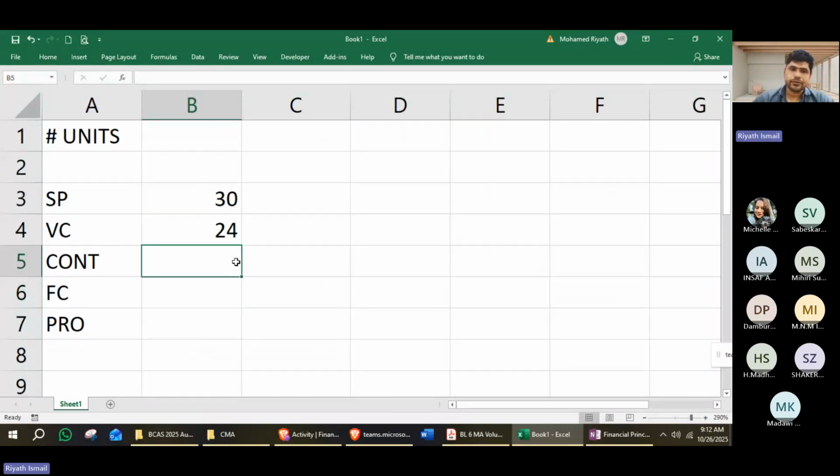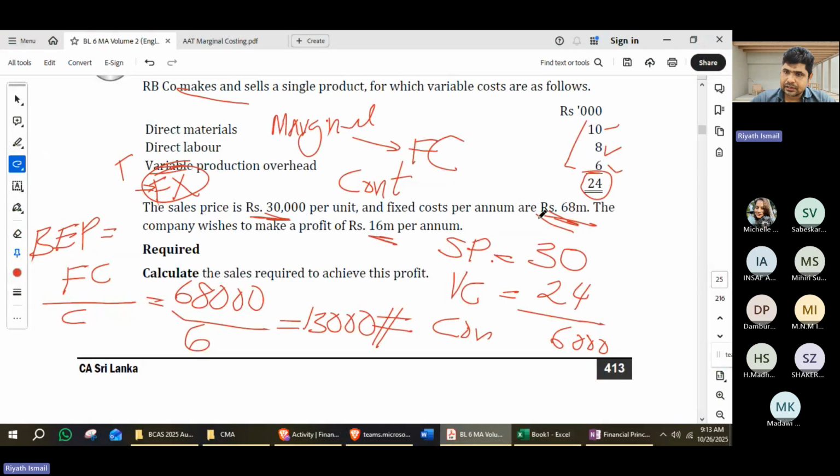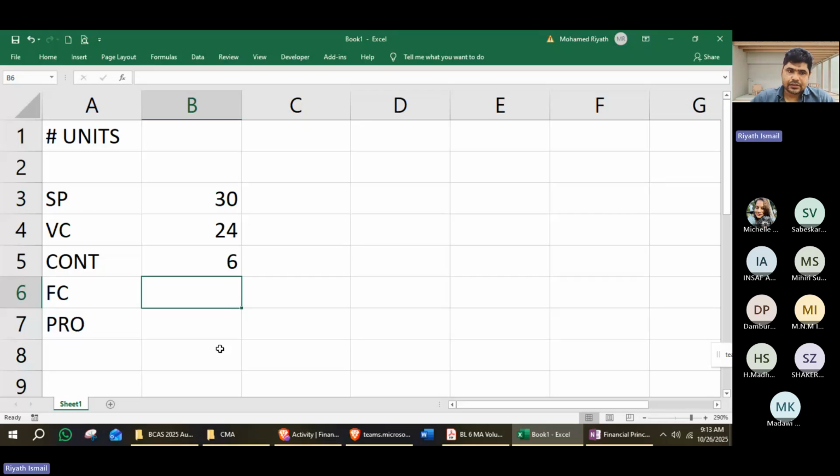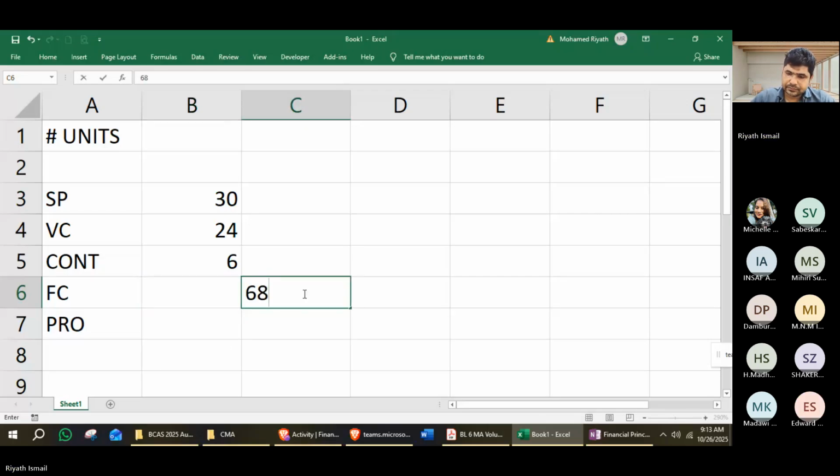Variable cost 24. Then contribution equals this value minus variable cost, equal 6,000. Fixed cost equals 68 million here. We cannot put 68 here, right? 68 million. We'll see the profit.